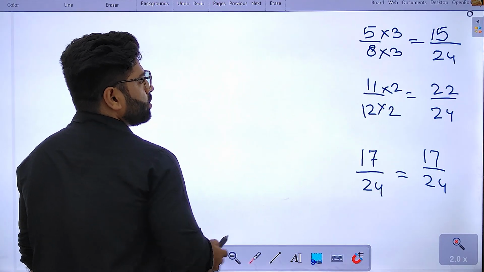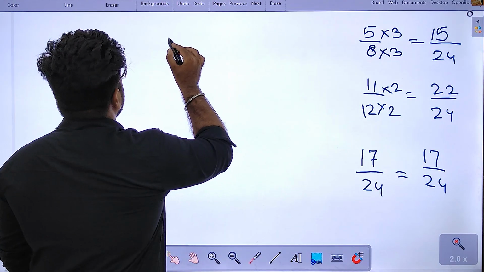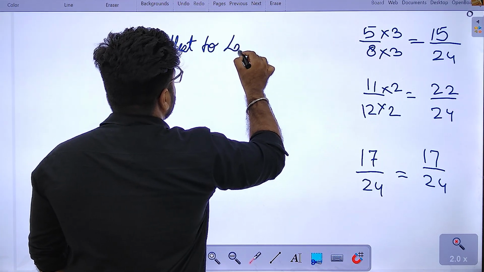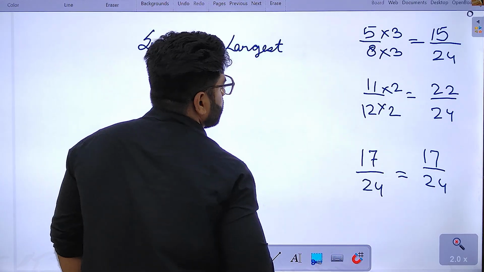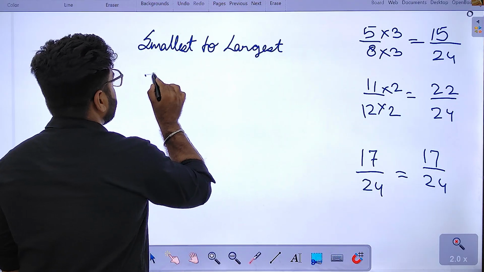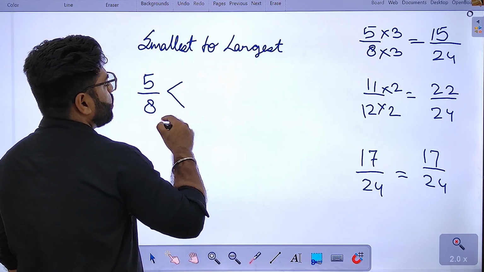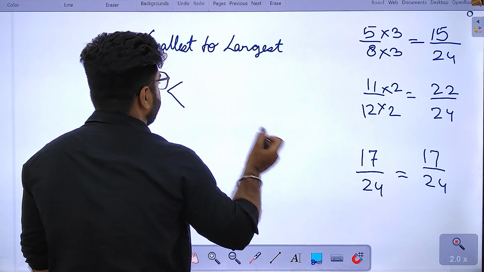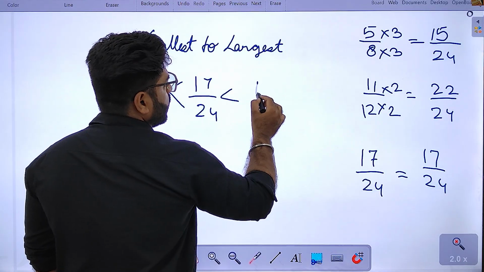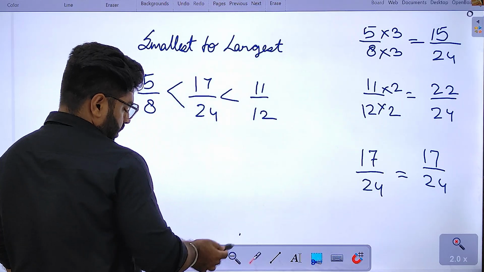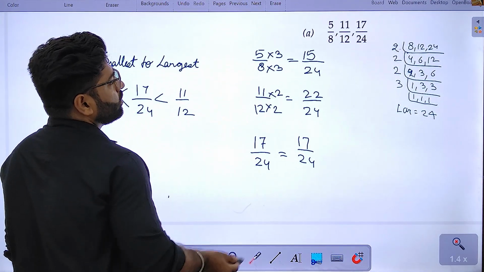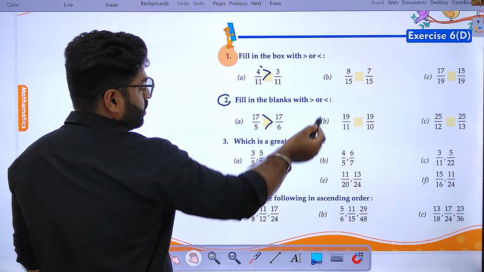So now we are going to arrange them in ascending order. The sequence is smallest to largest. The smallest one we have is 15 by 24, so we write its value, that is 5 by 8. Then the bigger one, 17 by 24. After that we have the largest, that is 11 by 12. So this is our ascending order. Clear? Okay, so come to our next part.